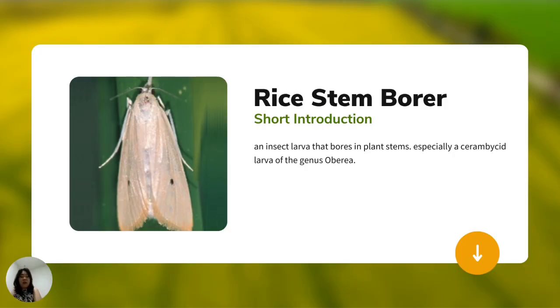Rice stem borer short introduction: an insect larva that bores in plant stems, especially a cerambycid larva of genus Oberea. Rice stem borers occur in all rice ecosystems. In Asia, yield losses due to the two most important species, the yellow and striped stem borers, range from 1 to 20%. However, during outbreak conditions, yield losses may range from 30 to 100%.